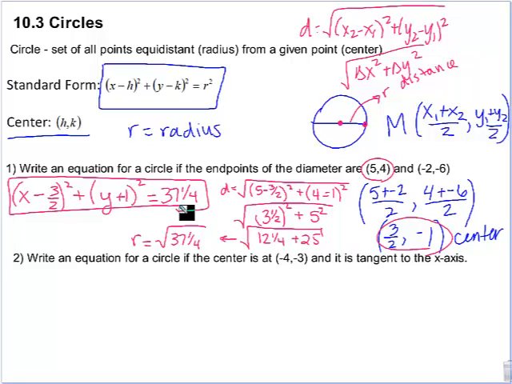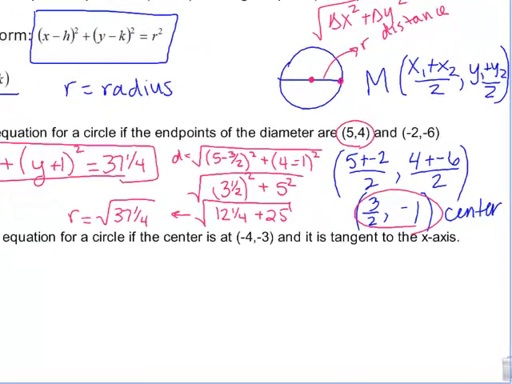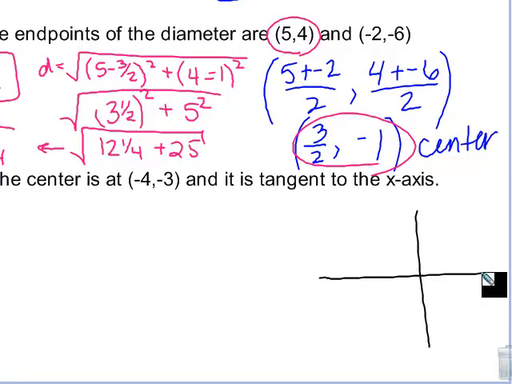Write an equation for a circle if the center is at -4, -3, and it's tangent to the x-axis. That means it's just touching. Good. So the word tangent, remember, means it just touches it one time. So this might be a good idea to just draw a little diagram to see what's happening here. So -4, -3 would be right there for the center. Which one's the x-axis? The one going like this. So right here. So that means our circle has to just touch right there.